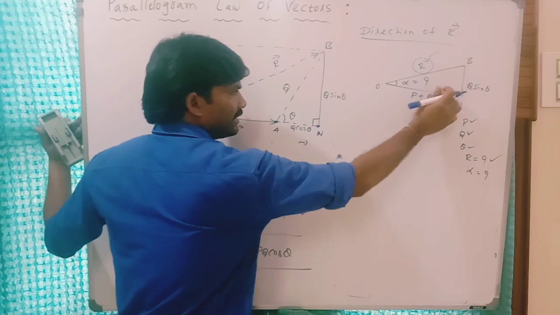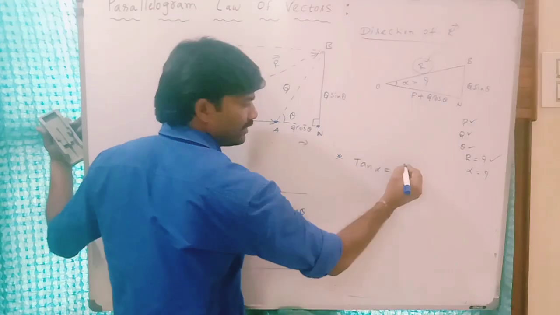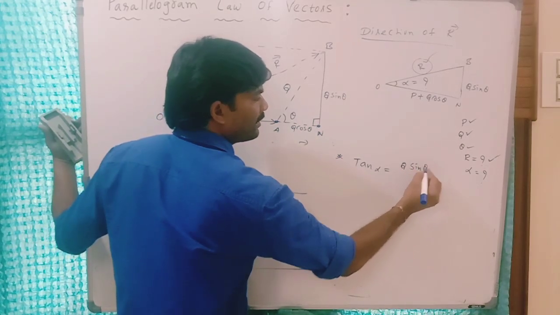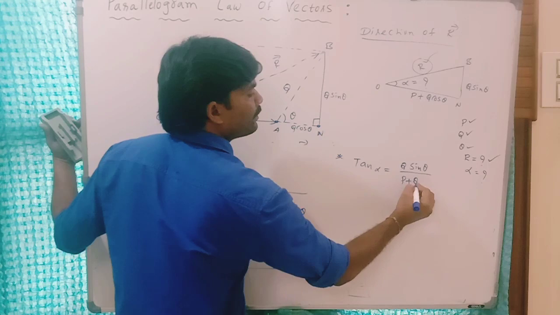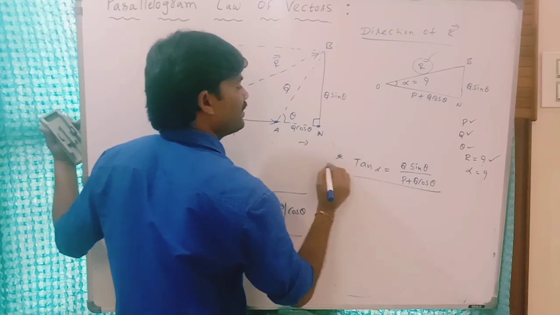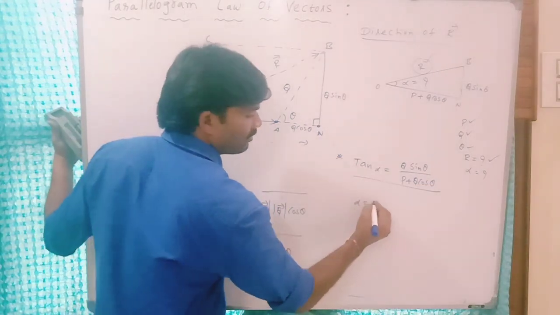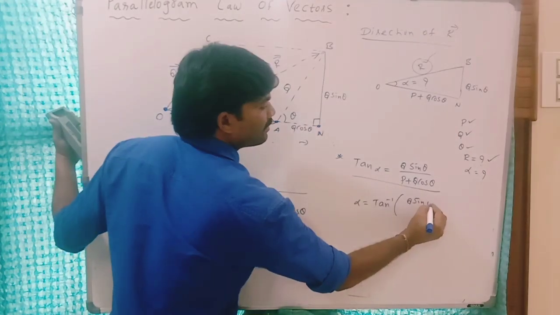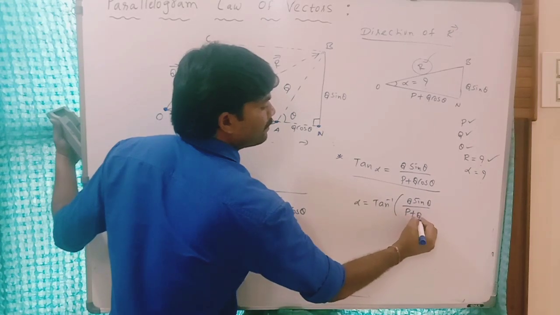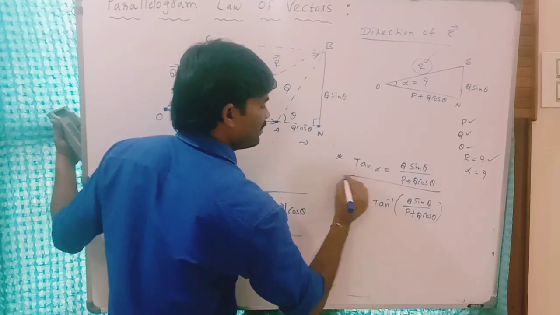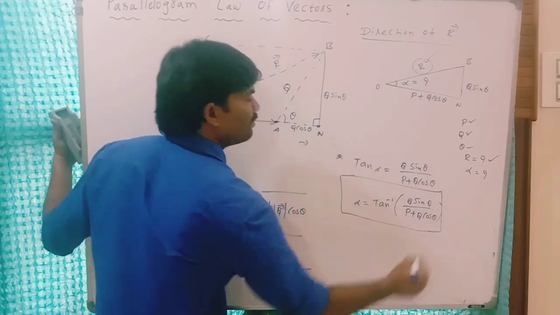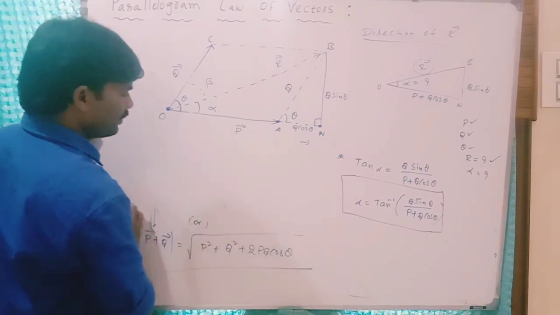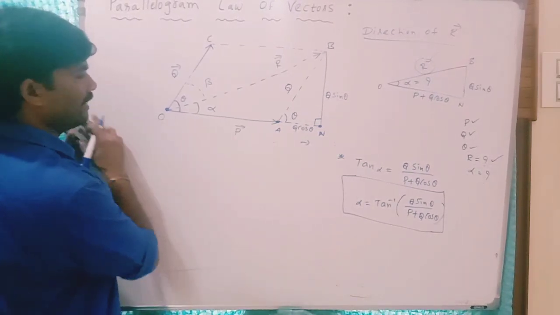So take this adjacent and opposite sides, that is given by tan alpha. So tan alpha equal to Q sin theta by P plus Q cos theta. That is the direction. Or you can write alpha equal to tan inverse of Q sin theta by P plus Q cos theta. That is the angle made by R vector with P.